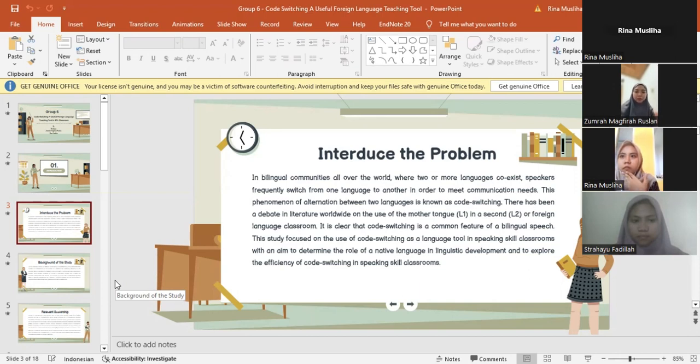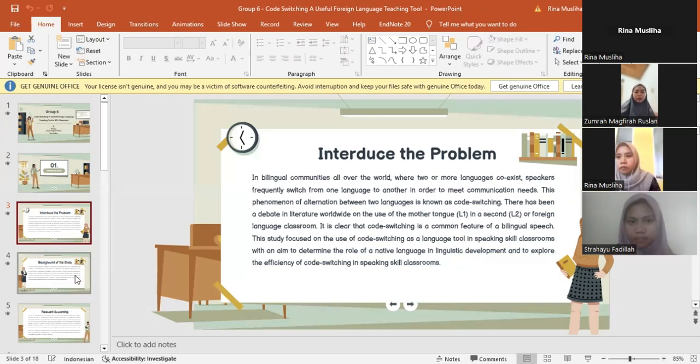There has been a debate in the literature worldwide on the use of the mother tongue or first language in a second language or foreign language classroom. To the best of the speaker's knowledge, there are few studies about Urdu-English code switching in a Pakistani educational setting. The code switching phenomenon has happened in different fields in Pakistan, for example TV programs, talk shows, children's magazines, newspapers, and also in the field of engineering.